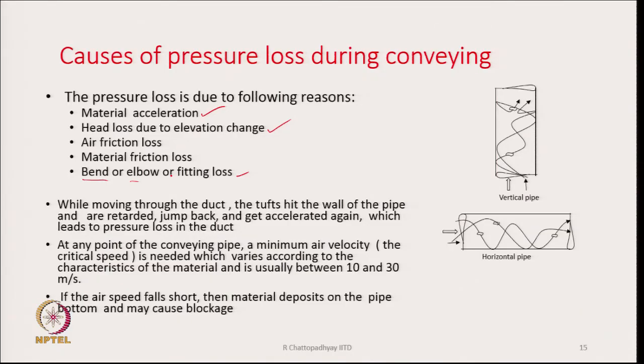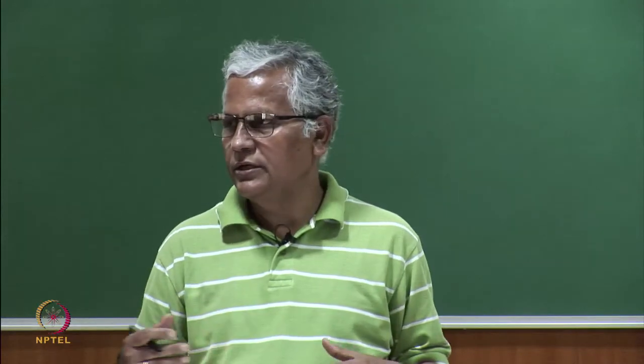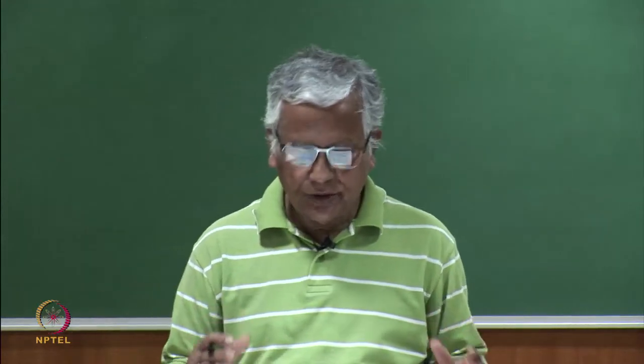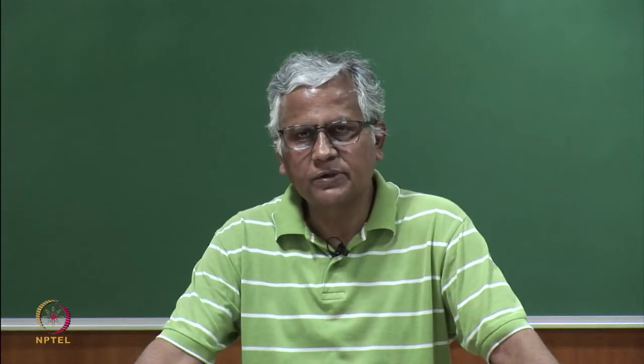Therefore, at any point of the conveying pipe, a minimum air velocity, we call it the critical speed, is needed, which varies according to the characteristics of the material and is usually between 10 to 30 meters per second. So, the velocity of the particle will change; it is directly connected to the pressure difference. So, if the pressure difference is changing along the length of the duct, there will be a change in the velocity of the particles, or in this case the velocity of the tuft.